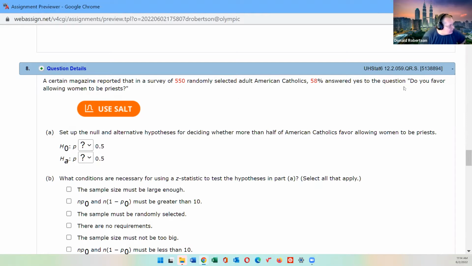Now, set up a null and alternate for deciding whether more than half. So the null is it's exactly half, and the alternate is more than half. You comfortable with that choice? The null is always equal to something. In this case, they told me in English, a half, but that's 0.5.